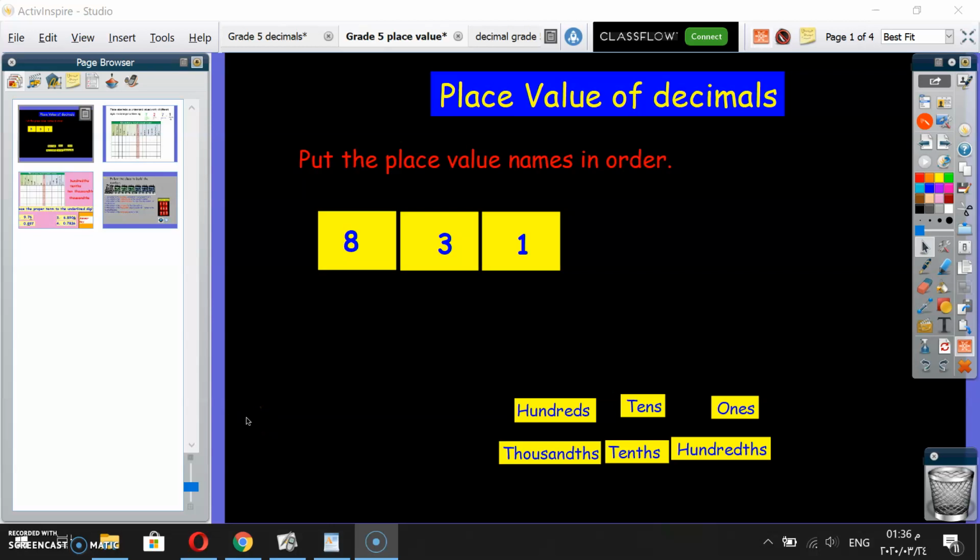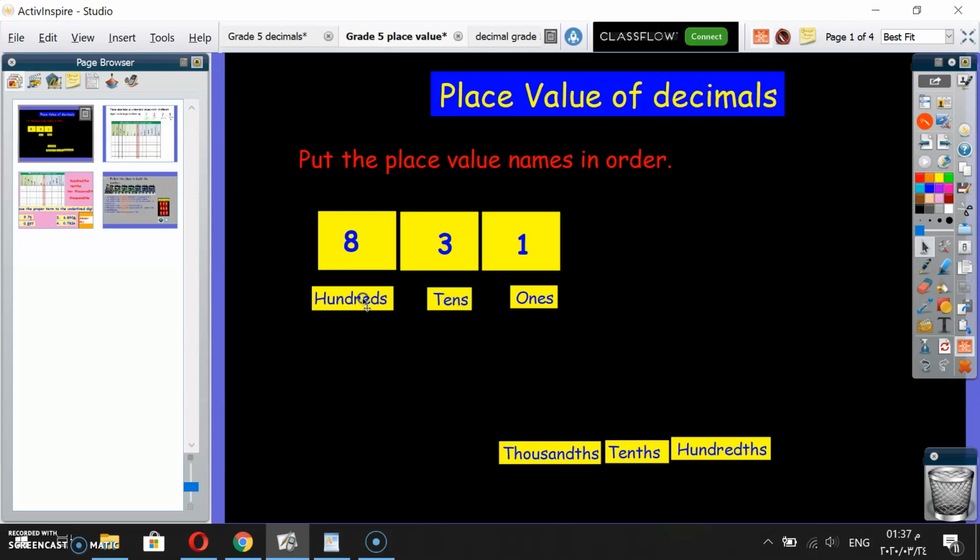Today we are going to talk about place value of decimals. Let us refresh our information from grade 4. This number 831, as you know, the first digit is called the ones digit, then the 3 is the tens digit, and the 8 is the hundreds digit.